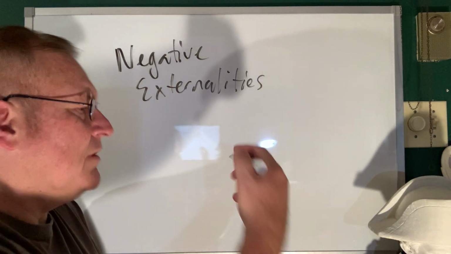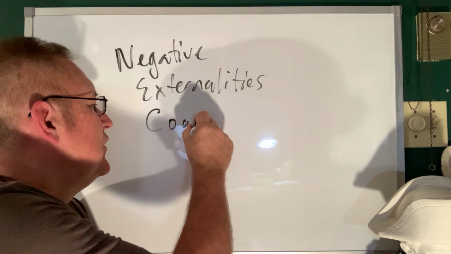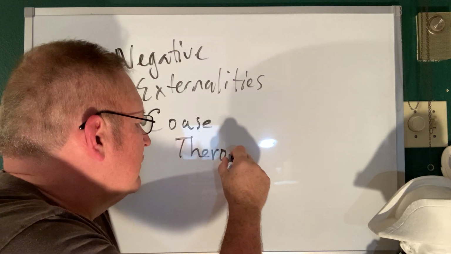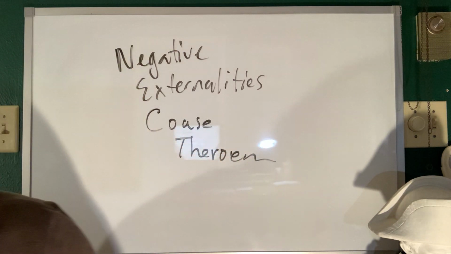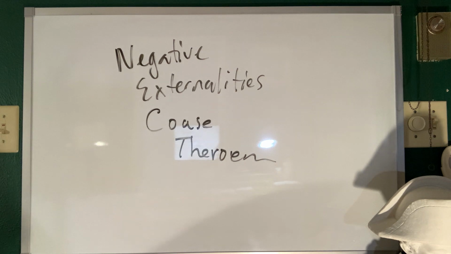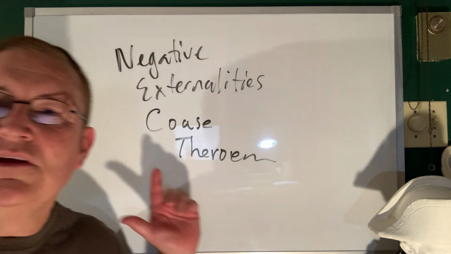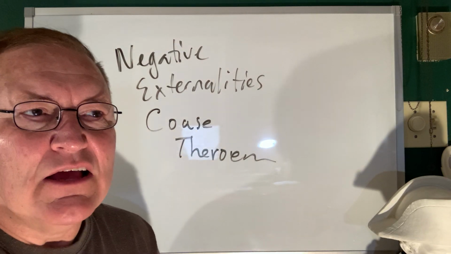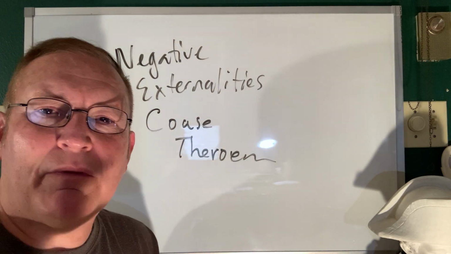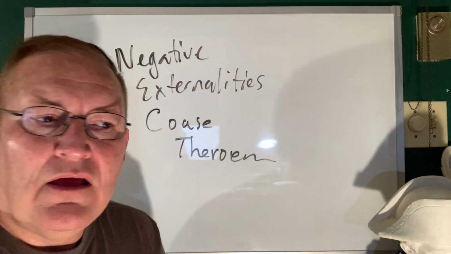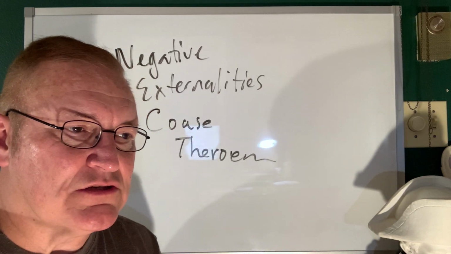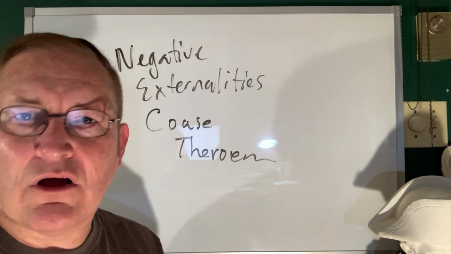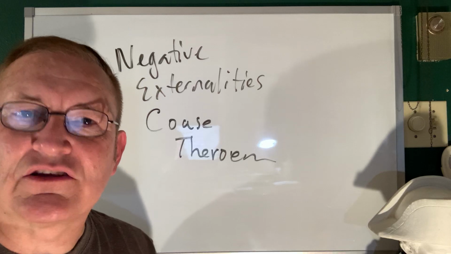So there's something called the Coase Theorem. Let's see if I spelled that right. Theorem. Yes. So the Coase Theorem. And the Coase Theorem states, it's basically the proposition that if property rights are well defined and the cost is sufficiently low or within reason, then the government doesn't always have to get involved to correct for negative externalities.